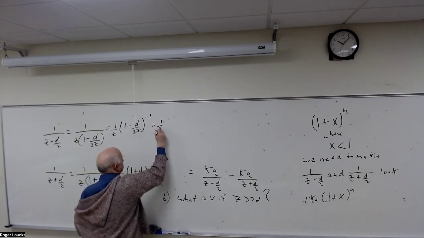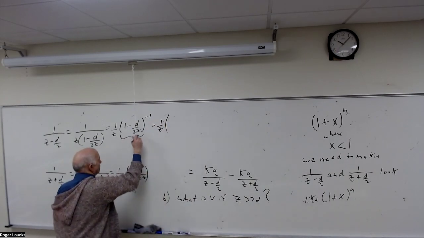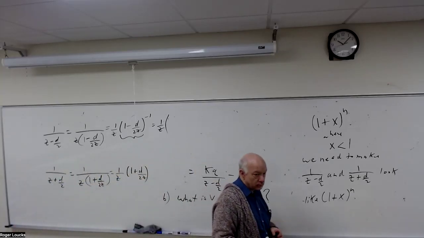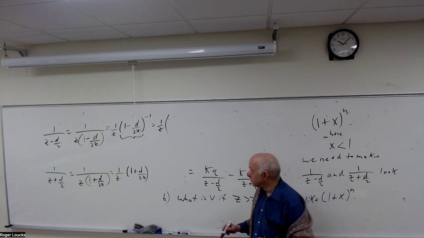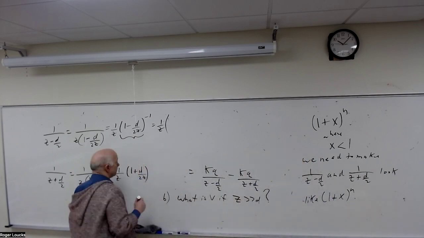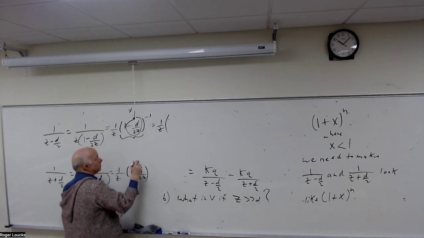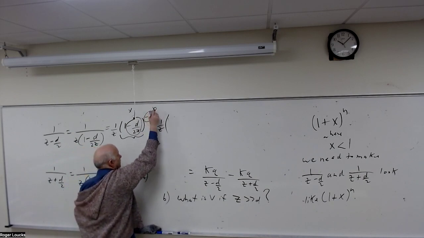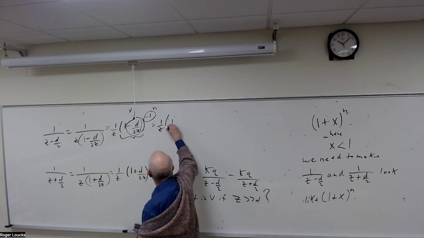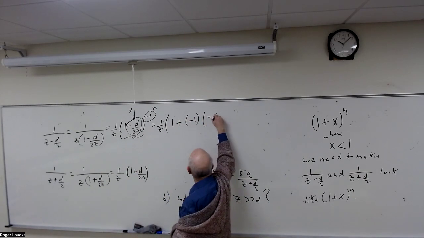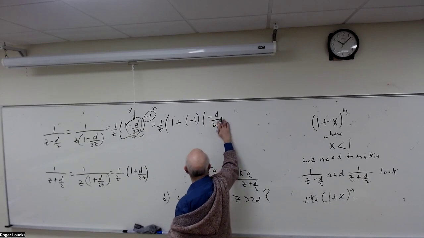Okay, 1 over Z. What is the binomial expansion of this? What is X and what is N? X is almost, yeah, this whole thing here with the minus sign. This is my X. My N is my N. So what does this become? This becomes 1 plus N times my X, minus D over 2Z.